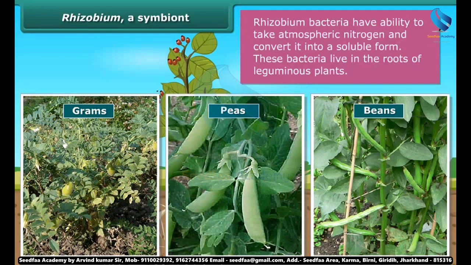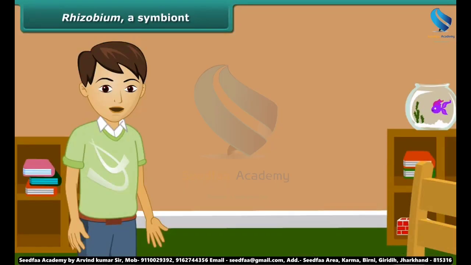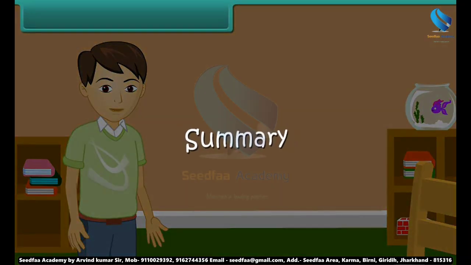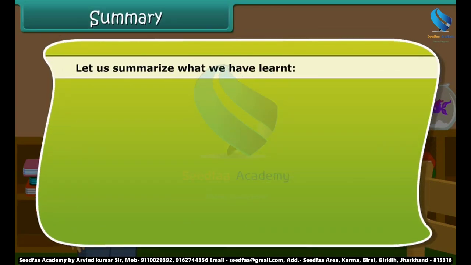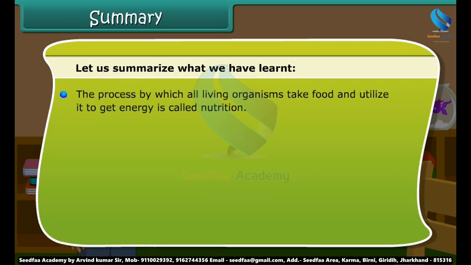Summary. Let us summarize what we have learned. The process by which all living organisms take food and utilize it to get energy is called nutrition. Plants obtain their food by two modes: autotrophic and heterotrophic nutrition. In autotrophic mode of nutrition, plants synthesize their own food by the photosynthesis process and are called autotrophs.